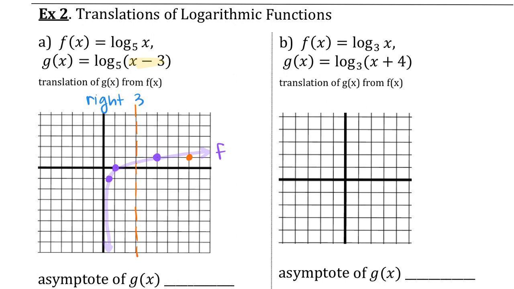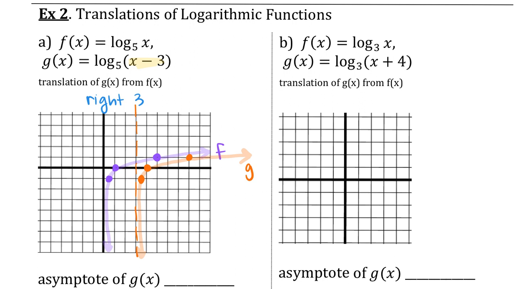I take my x-intercept, I move it right 3. And I take that little fraction guy and I move him right 3. 1, 2, 3. And he's very close to the asymptote. Okay, and then I'm going to draw my graph in. It should not cross the new asymptote. Okay, and that's my graph of g.